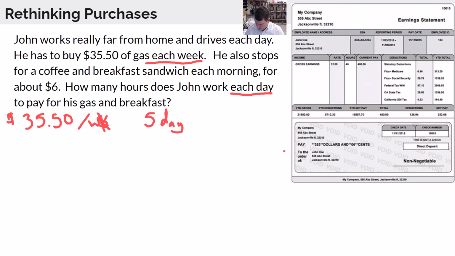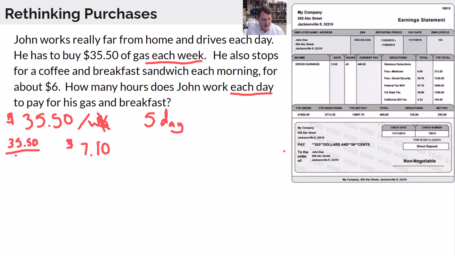Let's try $35.50 divided by 5. Dividing's been pretty useful for us. And we get 7.1 as the answer. So 7.1. And I need to add a 0 there because we're talking about money. So we're going to put $7.10. Now this makes sense. So I'm going to write down my work real quick because I want to always show my work.